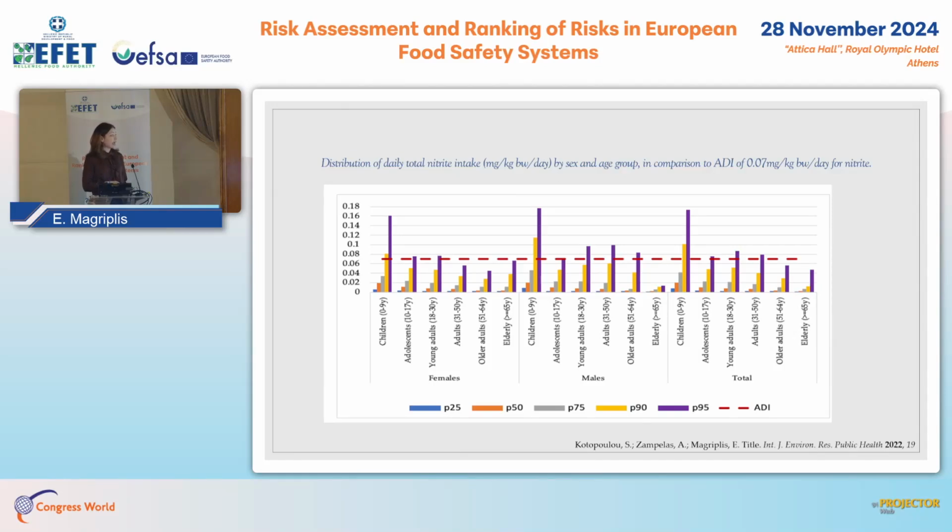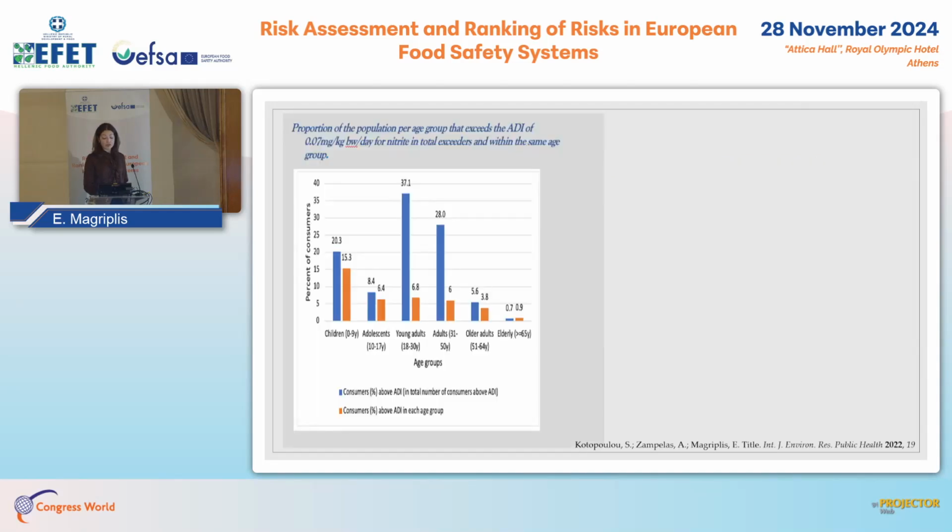This is the ADI value that everything was compared to, and we see the higher exposures and the highest consumers, which is the 95th percentile distribution. What we wanted to stress is that the proportion of population per age group that exceeds the ADI is shown here. So we have the young adults, 18 to 30, that overconsume processed meat and get high levels of nitrates and nitrites from processed meat.